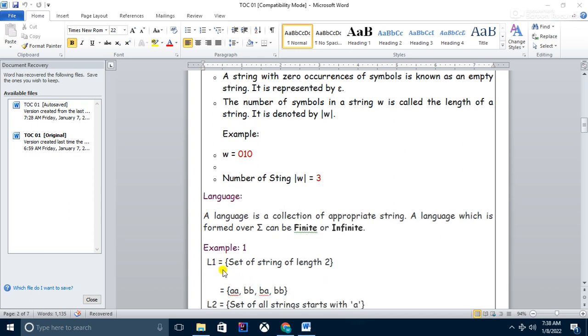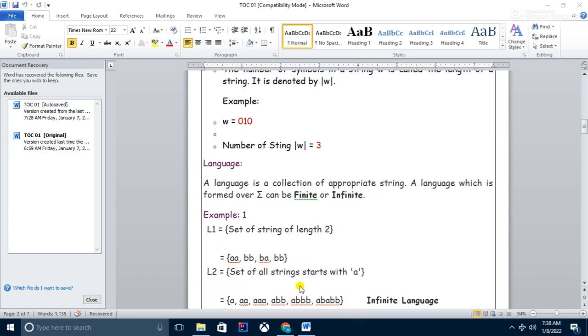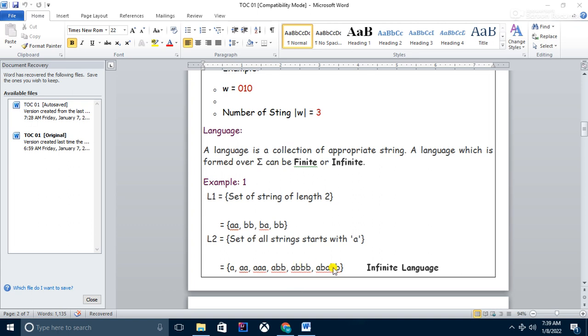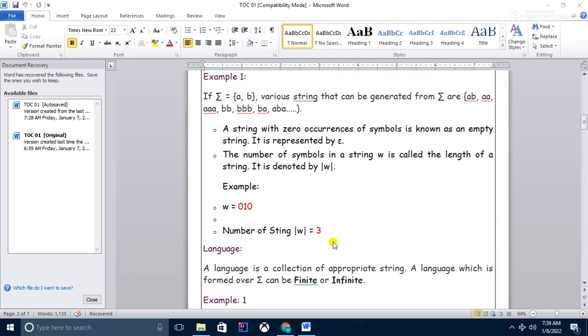For example, the language of the set of strings of length 2, for example A, B, and like that. Now the set of all strings that start with A is a combination, and you can say it is an infinite language. So in this way we have studied the basic terminology.